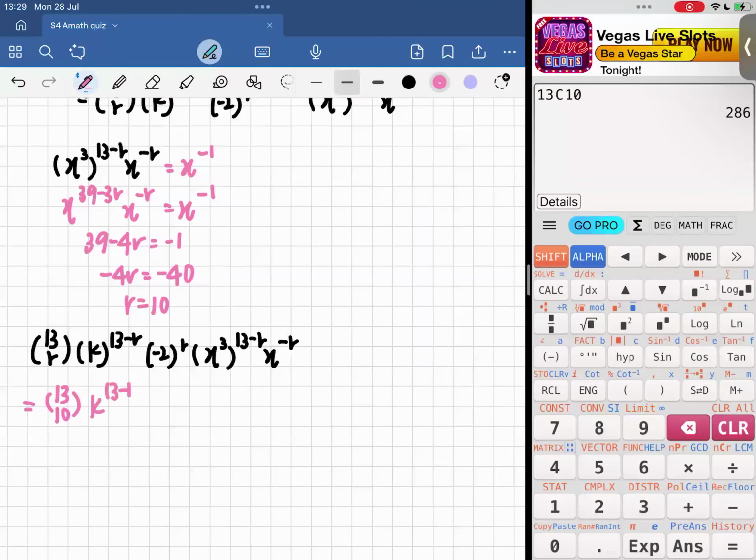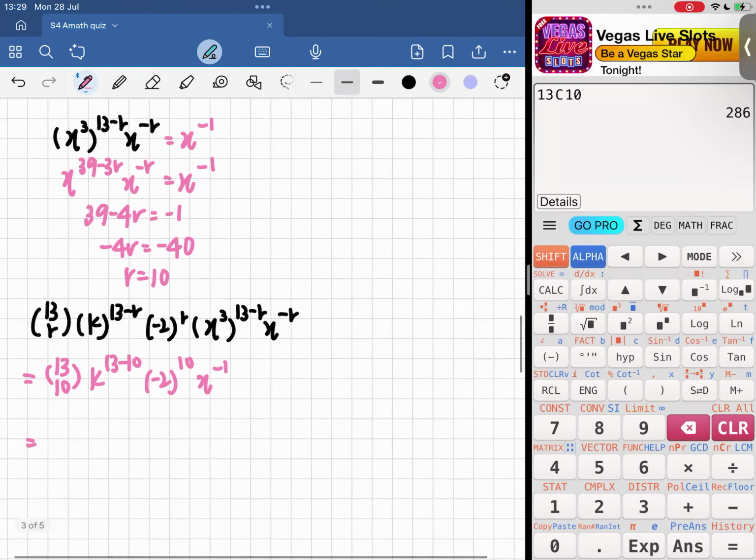13 minus 10, negative 2, 10. This whole thing you should know, right? This whole thing will become x to the power negative 1. If you're scared, you can check again, okay? So 13 choose 10 times negative 2 to the power 10. It's a humongous answer.